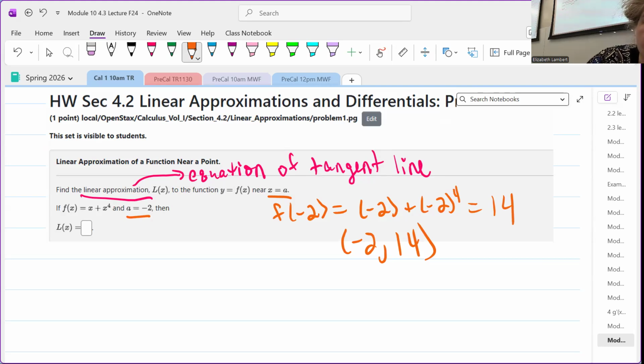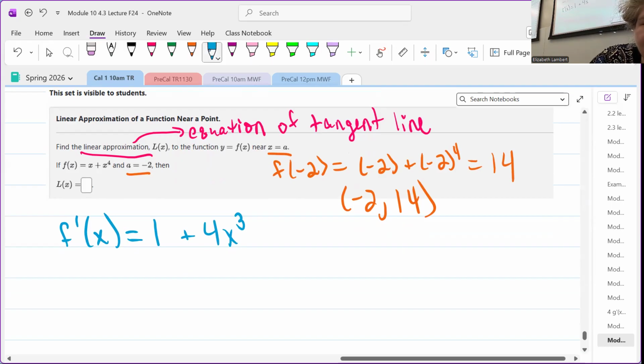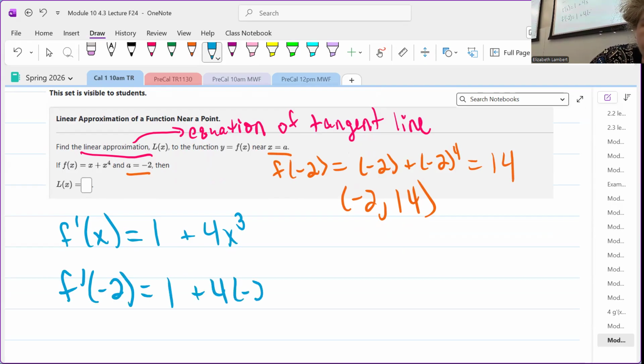Now I need to know the slope. So slope, we're going to take the derivative of the function. This is a nice little polynomial, so I'll have 1 plus 4x to the third. And then I want to know the slope of the tangent line at x equals -2. So that means I'm plugging in -2. 1 plus 4 times -2 to the third. That's -8 times 4, -32 plus 1, -31.